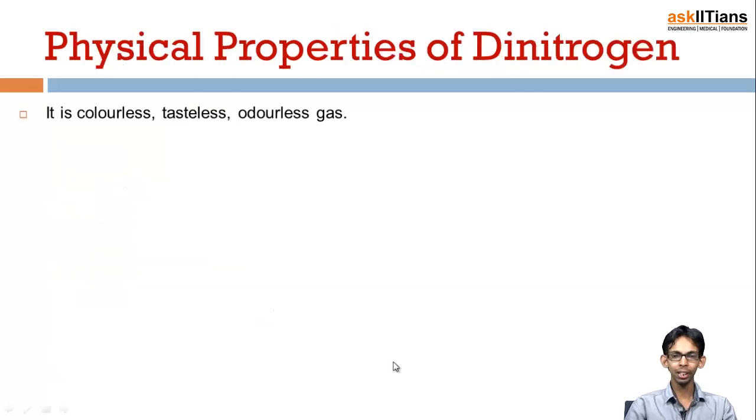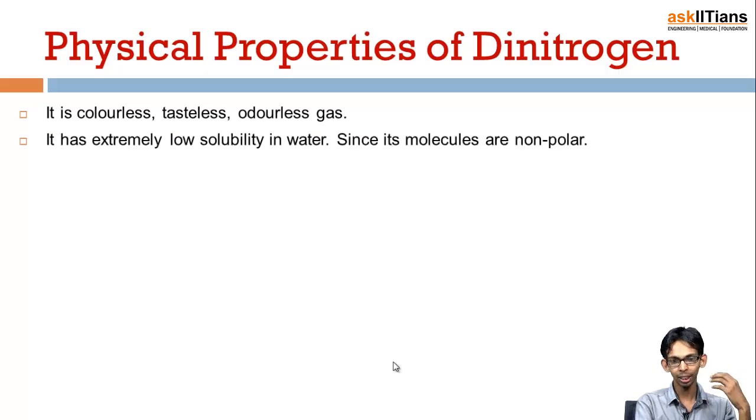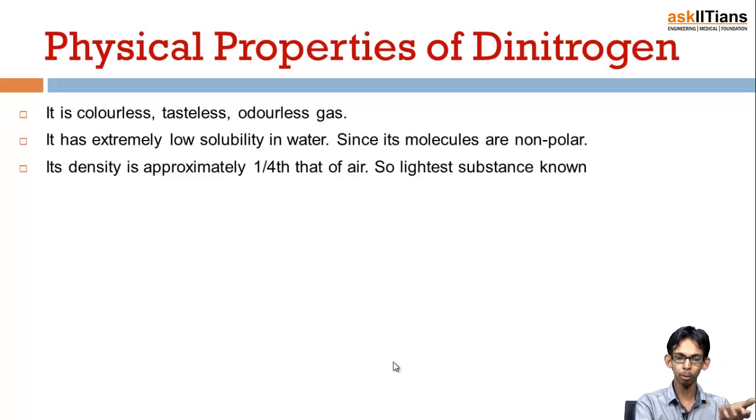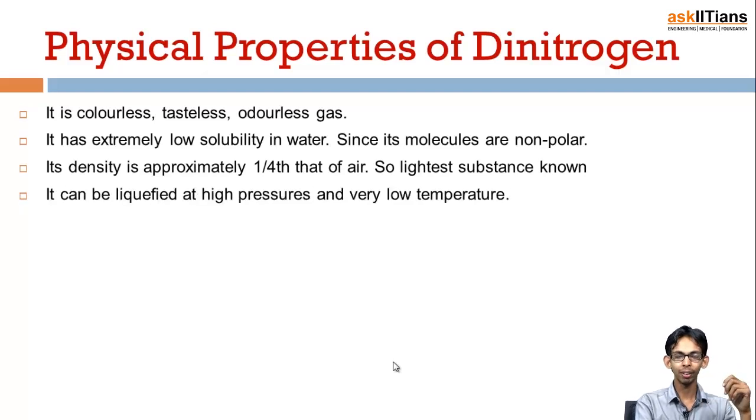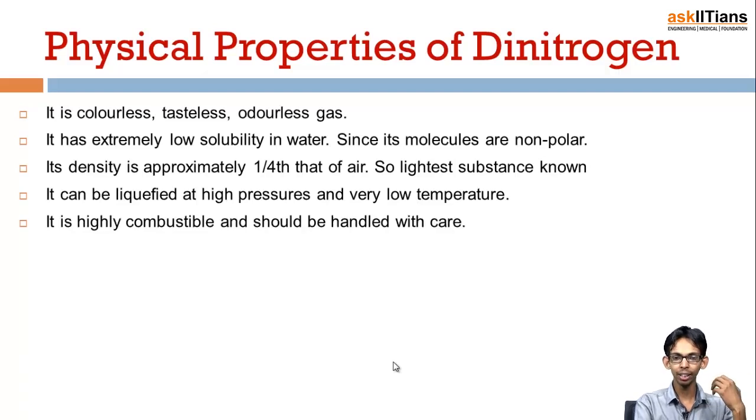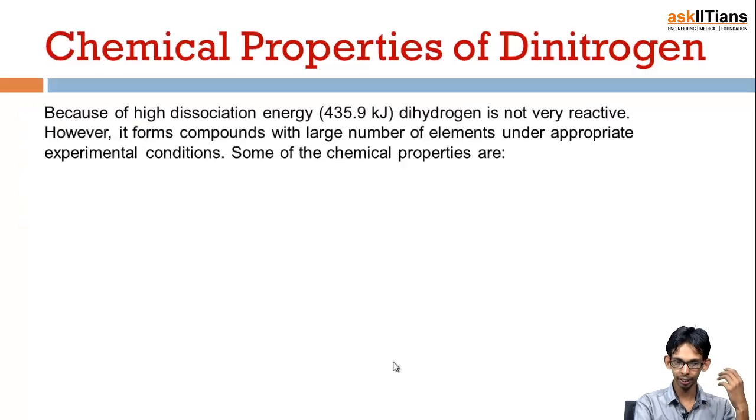Now, physical properties of dinitrogen, we are well aware of the fact that it is colorless, tasteless, odorless. It is extremely insoluble in water because it is non-polar. Its density is 1/4 that of air, which means it is lighter than air. In fact, it is the lightest substance known. It can be liquefied at high pressure and very low temperature. It is highly combustible and should be handled with care.